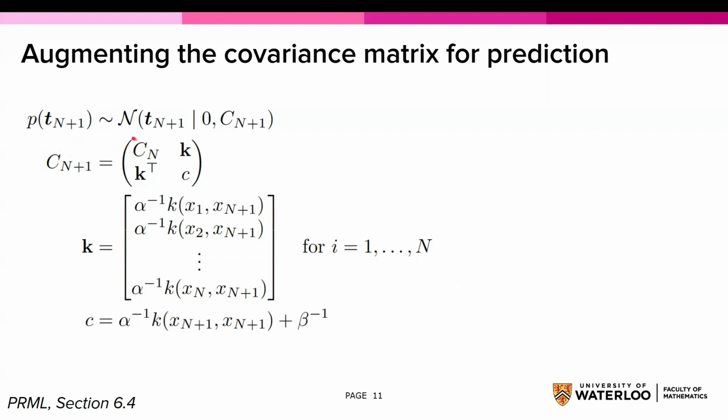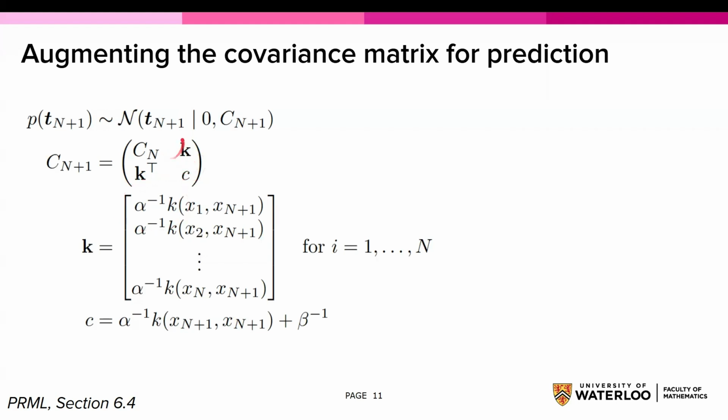And it contains a few components. The original covariance matrix, C sub n, then the covariance vector, k, which gives information between the test point and each of the training data points. That'll be a column vector, and then we've also got to add the transpose of that to get a row vector. And then there's also a single value c for the point itself.